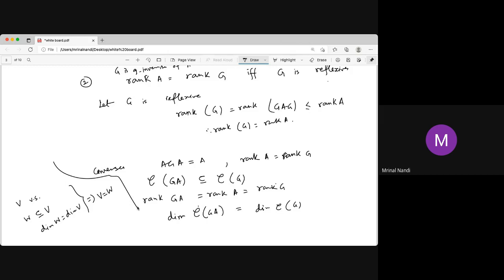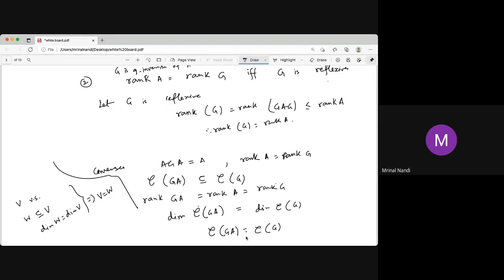So this is the proof. That means the column space of GA is exactly equal to the column space of G, because the dimensions match. If the dimensions match, they may not be equal, maybe two different vector spaces. The dimensions may match, but it may be totally disjoint. Since it's a subspace, that must be equal.